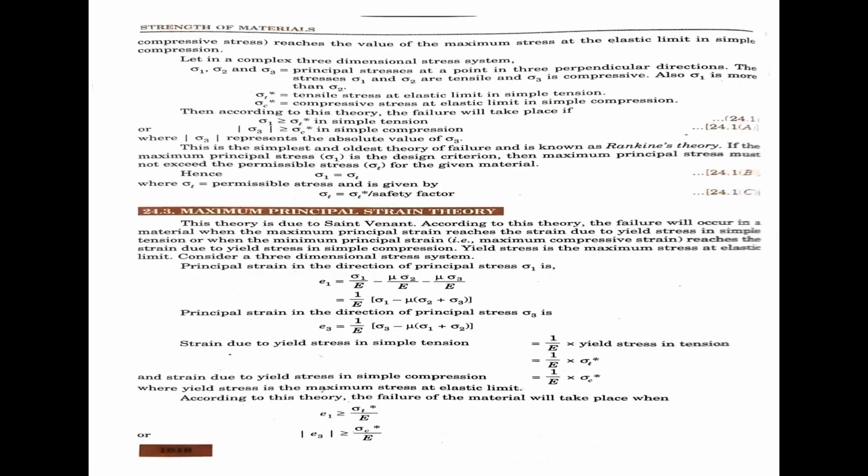From the three given stresses, the maximum principal tensile stress is sigma 1 equal to 100 Newton per mm square, and the stress at the elastic limit in simple tension, sigma t star, equals 200 Newton per mm square. As sigma 1 is less than sigma t star, the failure will not occur according to the maximum principal stress theory. That means the failure will not occur according to the maximum principal stress theory.